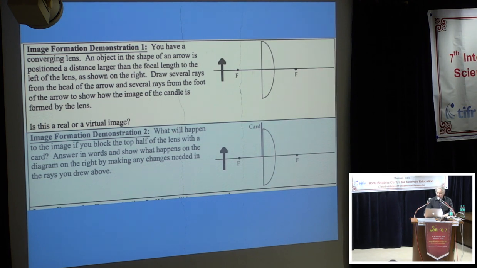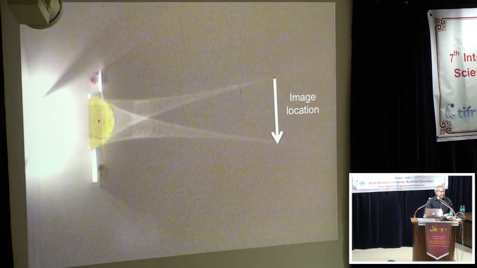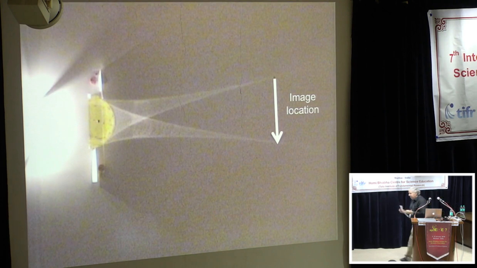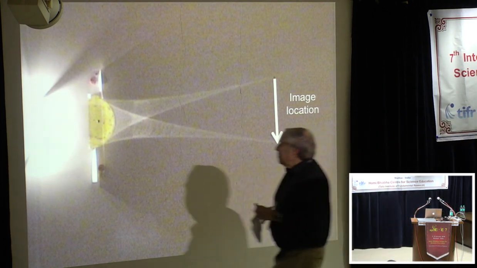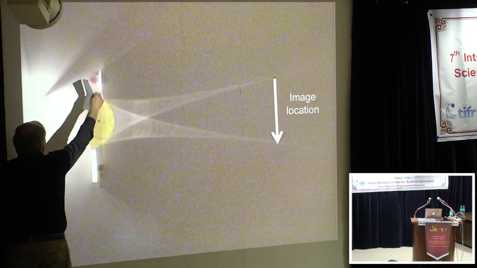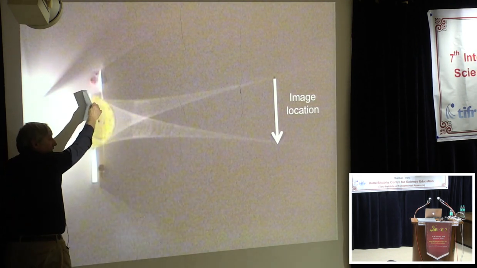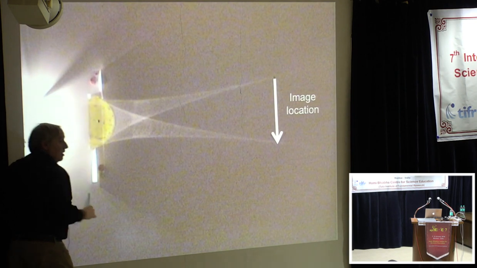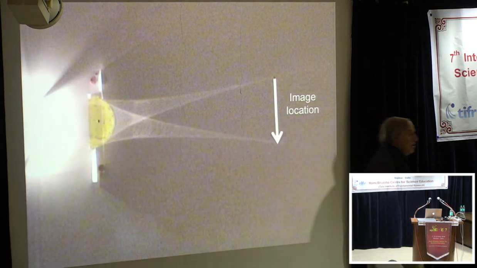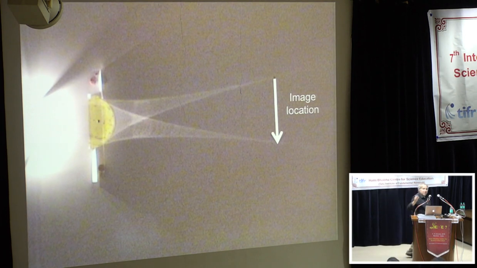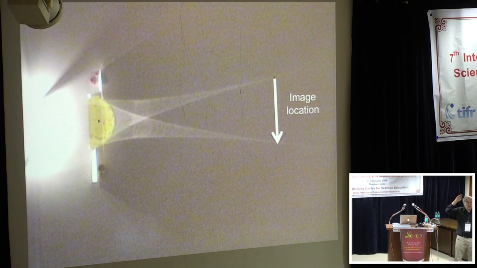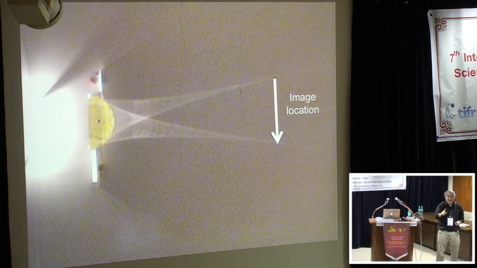Now, I'm going to ask you, let's see if we can do this quickly. What would happen, I have this there, and I come along, and I block the top half of the lens, like that. What would happen to the image? Less bright. What do you think your students will say? The majority of students will say, oh, you'll only see half the image or no image.